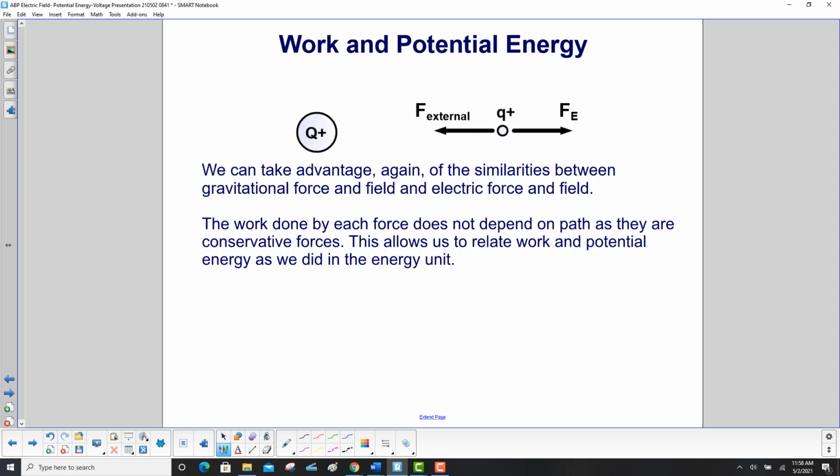We can take advantage, again, of the similarities between gravitational force and field and electric force and field. The work done by each force does not depend on path, as they are conservative forces. This allows us to relate work and potential energy as we did in the energy unit.